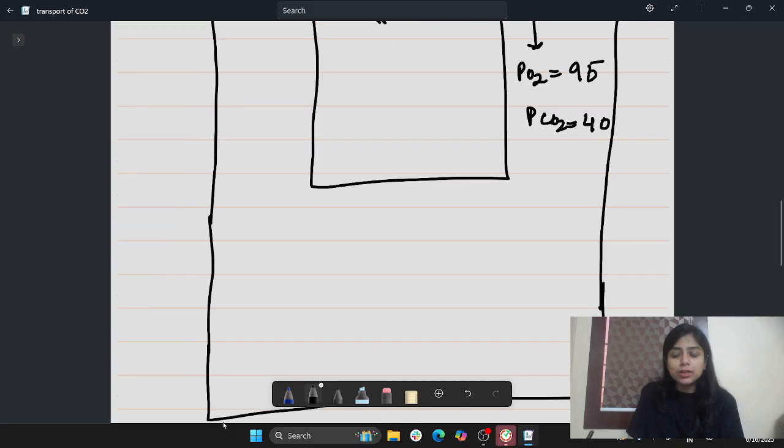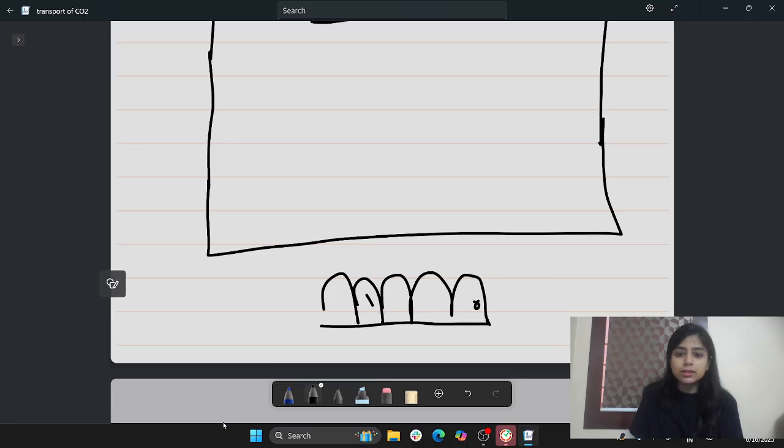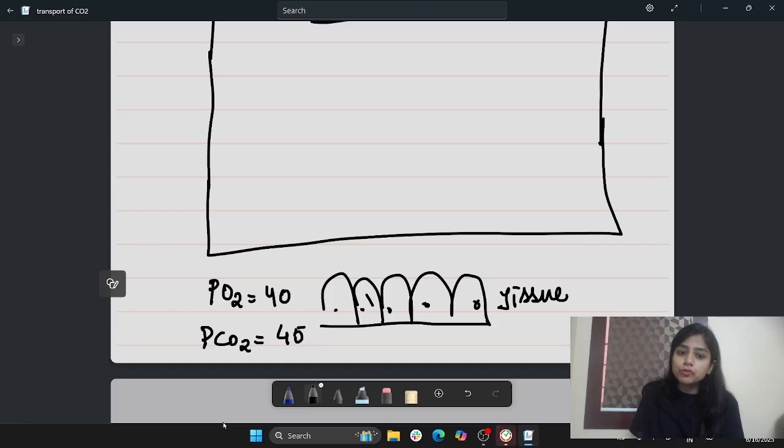Suppose this is my tissue. Just give me a moment. In the tissue, oxidation of glucose takes place to release carbon dioxide, right? So what happens here in the tissue is the PO2 level drops to 40 mm of Hg and the PCO2 level goes to 45 mm of Hg.